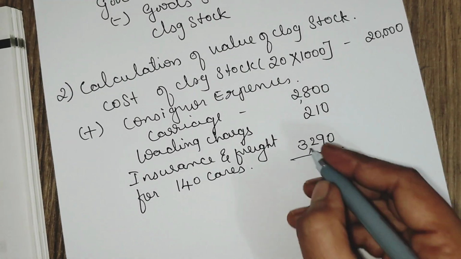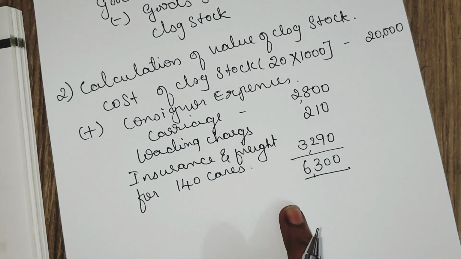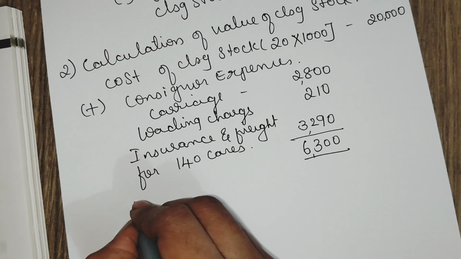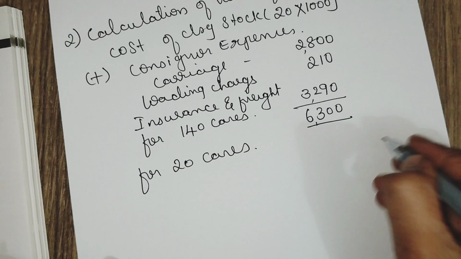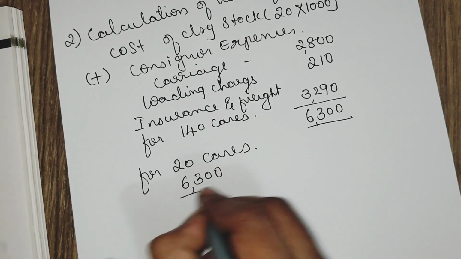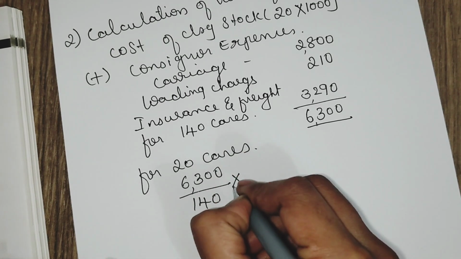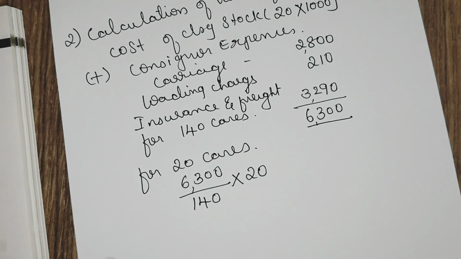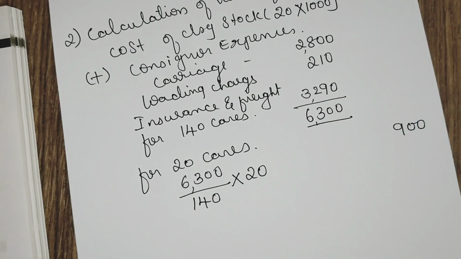Now all this total is 6300, and these expenses are for the 140 cases, but we don't want it for 140 cases, we need it for only 20 cases. So how will you calculate? The total expenses incurred is 6300 for 140 cases, that is divided by 140, and we need only for 20 cases, that is why we are multiplying with 20. Then the expenses will be 900.